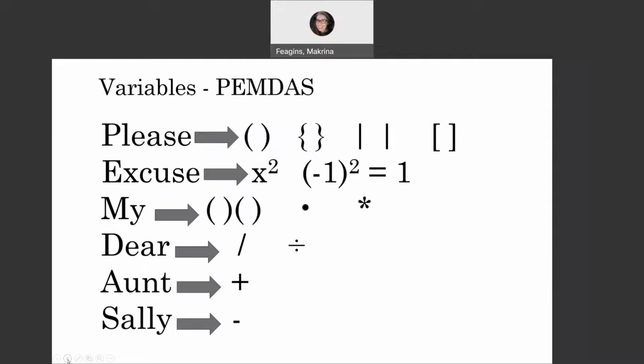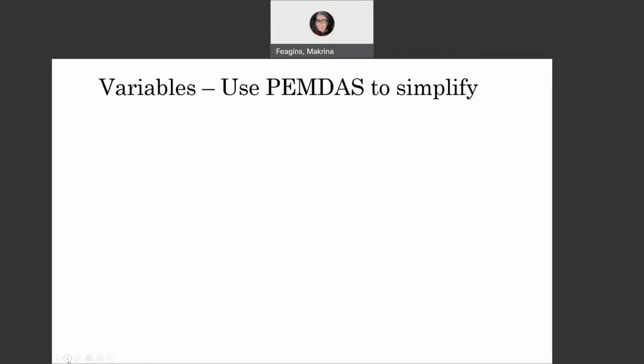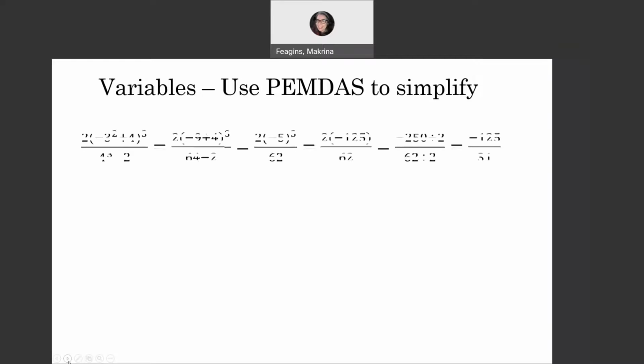Then we'll do the exponents. We'll do multiplication, division as we read it from left to right. So very, very important that we do get that across left to right. And adding and subtracting, we could add first, subtract second, or vice versa. But we do want to have that process going.